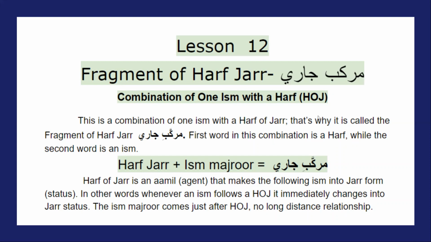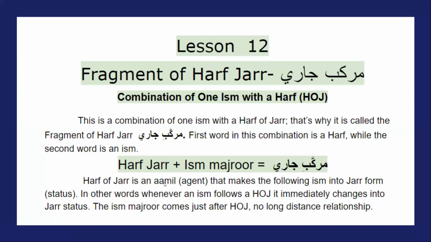So that's why it is called fragment of harf of jar. One component is harf of jar, so that's why it's called fragment of harf of jar. In this combination, the first word is a harf, while the second word is an ism. The first word is harf jar, and the second is an ism which is in the jar status. Whenever an ism combines with harf of jar, it is always in jar status. That's why it's called ism majroor. So harf jar combines with this ism, and that ism is ism majroor.